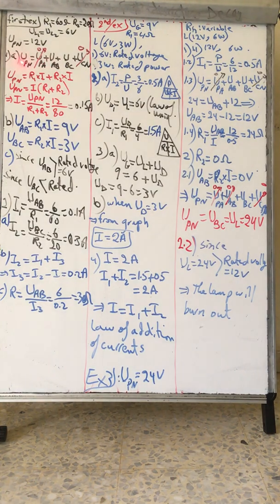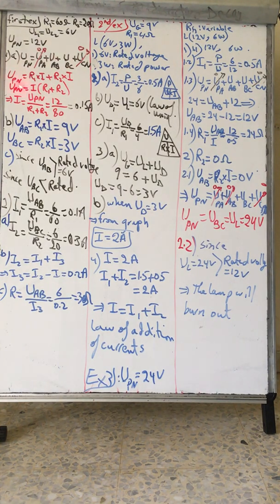Referring to the figure, we can write UPN equal UPA plus UAB plus UBC plus UCN. Look carefully at the figure. UPA equals 0, UCN equals 0, connecting wires. Therefore, UPN equal UAB, that is the voltage across L1, plus UBC across L2. According to Ohm's law, U equals R times I, so UPN equal R1 times I plus R2 times I.